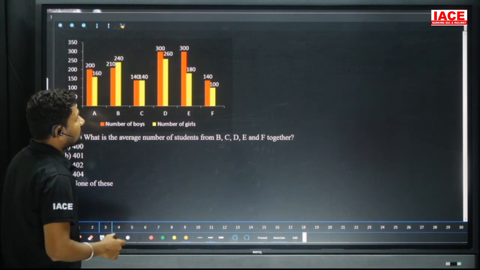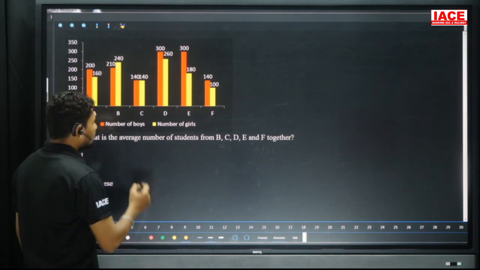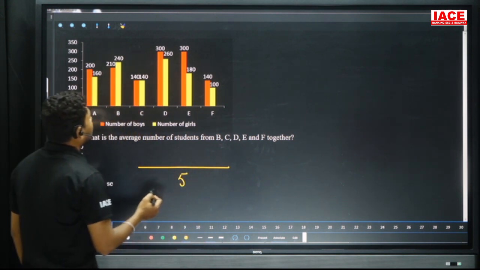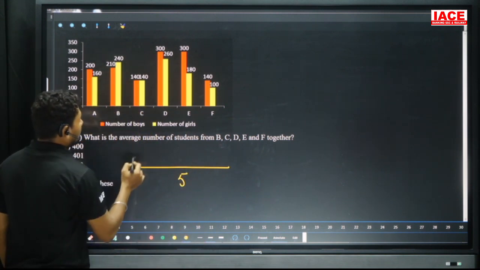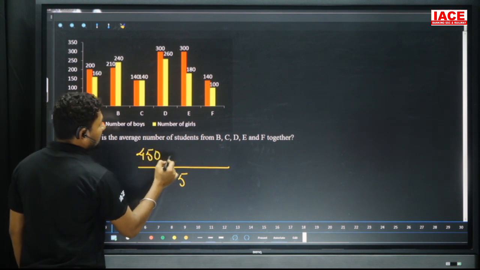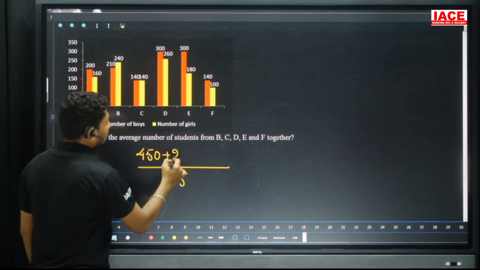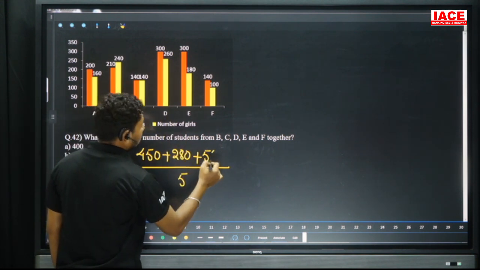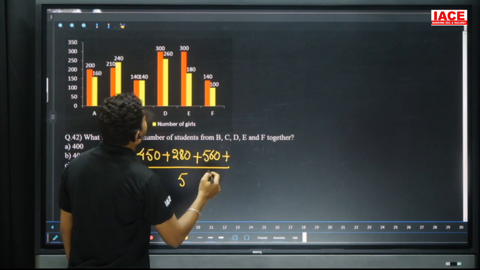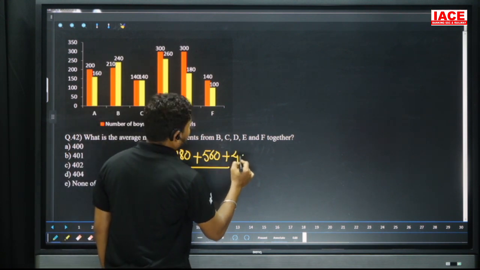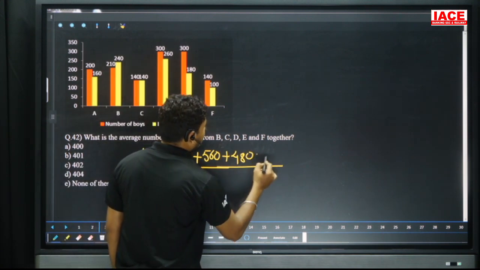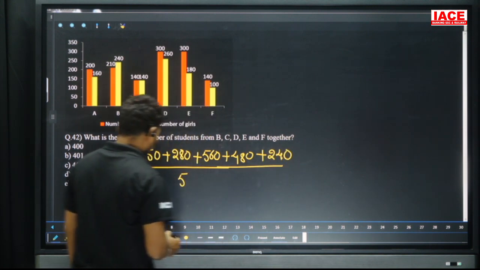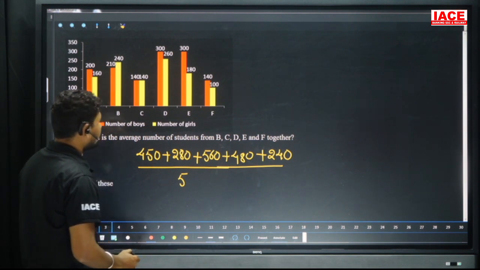What is the average number of students from B, C, D, E, and F together? So how many colleges are there? 5 colleges are there. For the 5 colleges, we should apply B, C, D, E. 210 plus 240, which is 450, plus C value 280, plus D value 560, plus E value 480, plus F value 240. Sum all the numbers and we can divide it here.